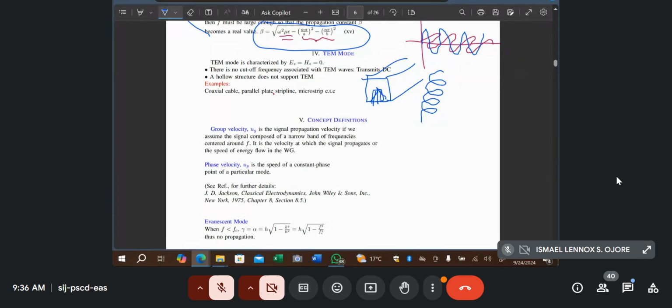But the phase velocity, you choose a constant phase of a point in a particular mode. Now, I will give an example. So the phase velocity is the speed of a constant phase point of a particular mode. Now, I want to ask a question. Do you think the phase velocity could be higher than the group velocity?